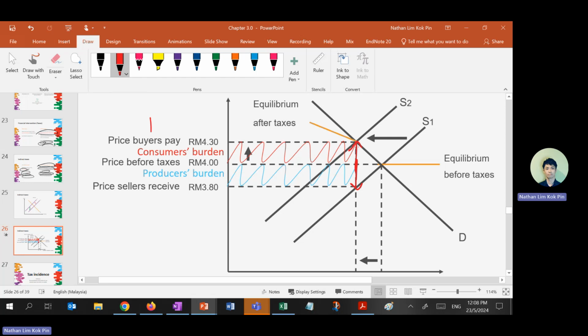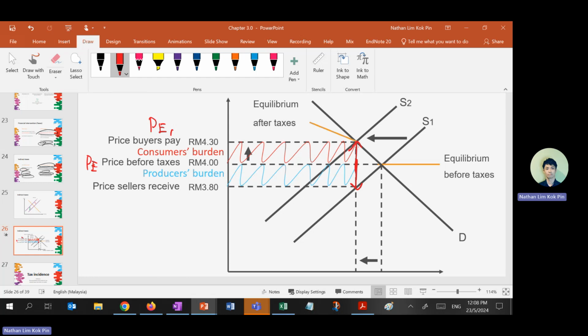Second thing, if the tax is 50 cents, why did the new equilibrium price only increase by 30 cents? This is the new one, this is the old one. PE is old, 4 ringgit is old. The new one is PE1. Why, if the tax is 50 cents, did the price equilibrium only increase by 30 cents?